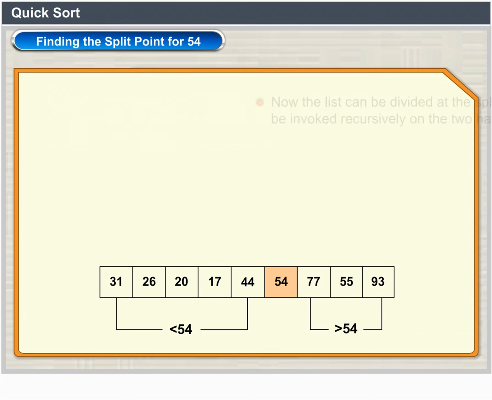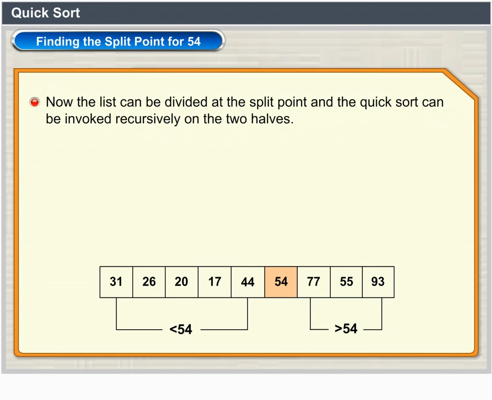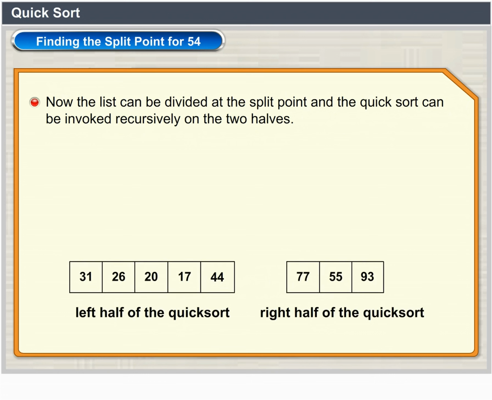Now the list can be divided at the split point, and quicksort can be invoked recursively on the two halves. This figure shows that 54 is in place. Left half side values are less than 54 and right half side values are greater than 54. The left half and right half of the quicksort are shown in this figure.